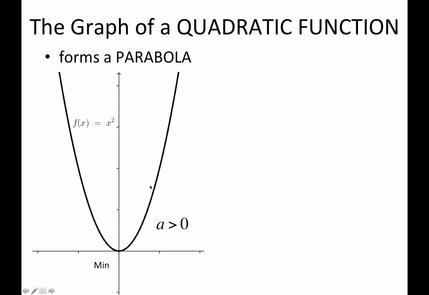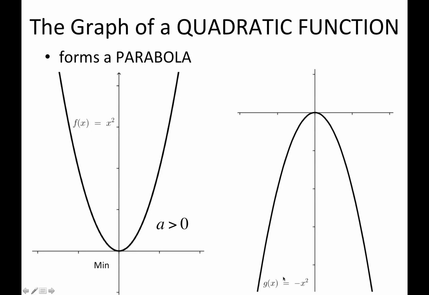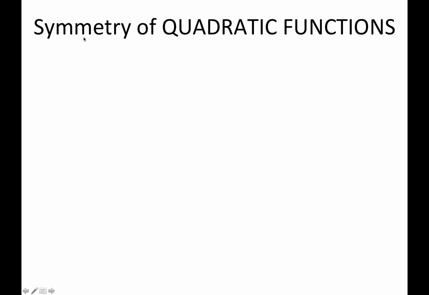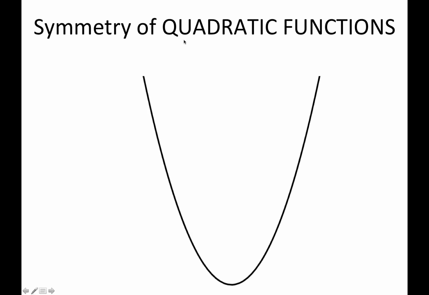It doesn't always have to form a U. It could form an upside down U as well. In this case, it's when a is less than 0. As you can see, there's a -1 in front of this x squared right here, and it forms a max. There's no values that can go higher than this up here. There's a symmetry to quadratic functions when they're graphed.